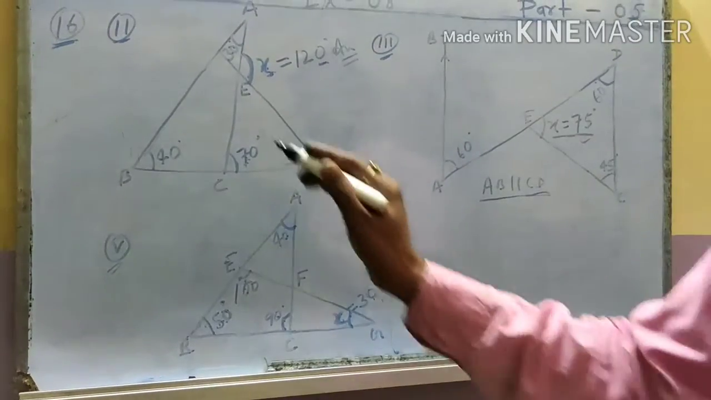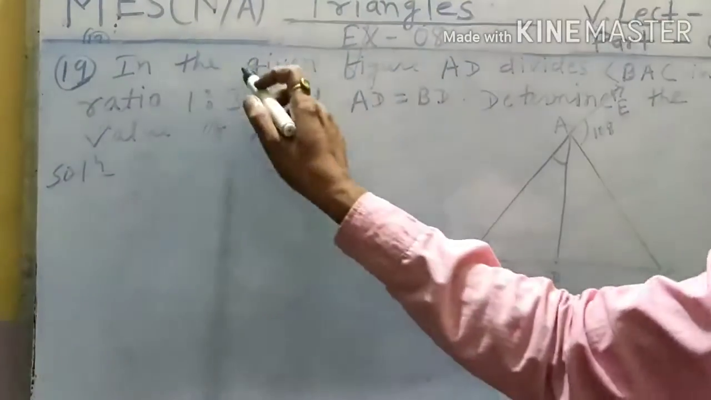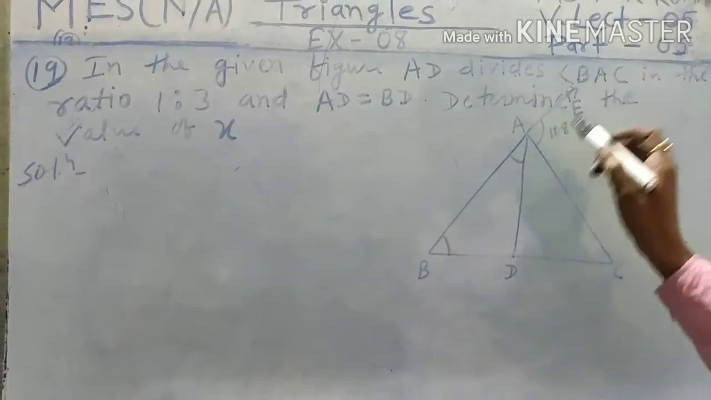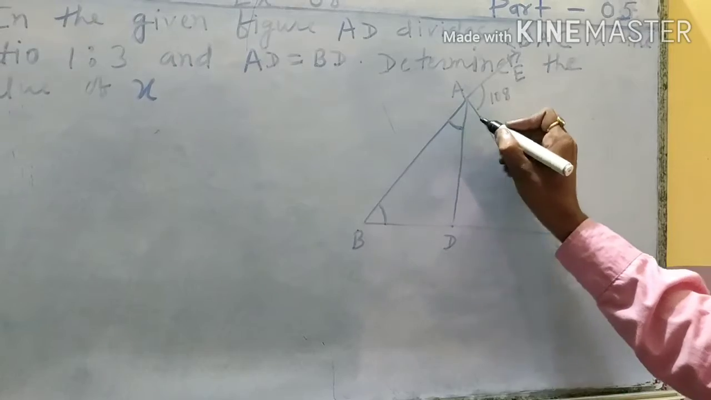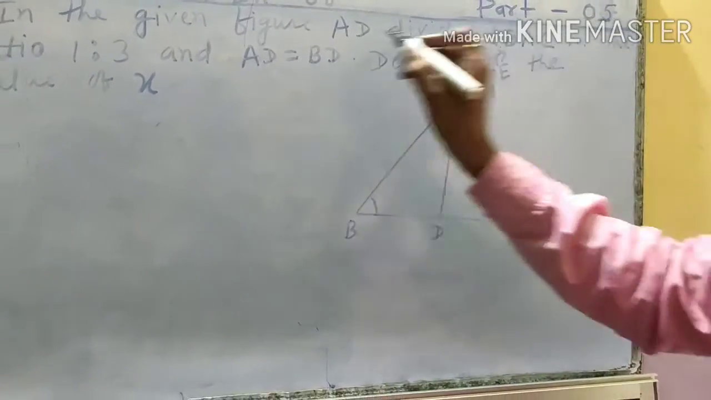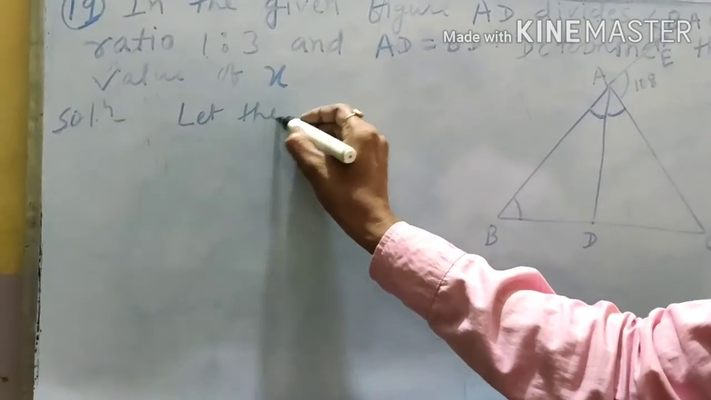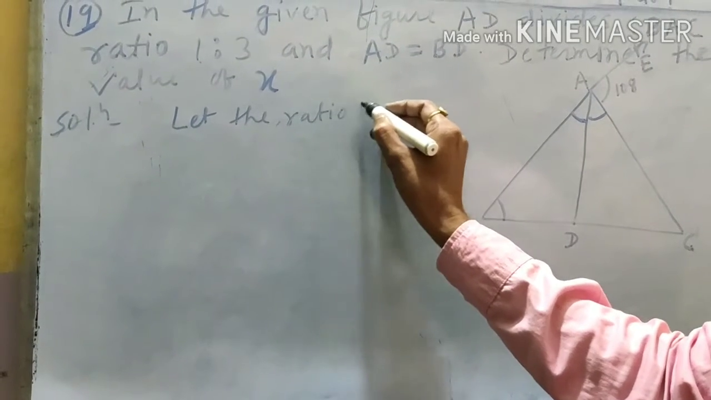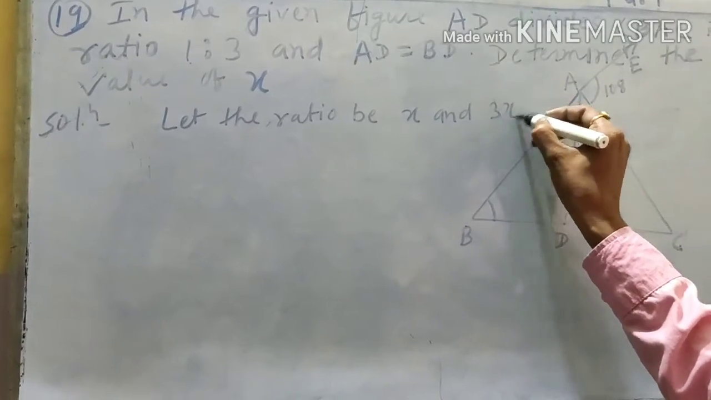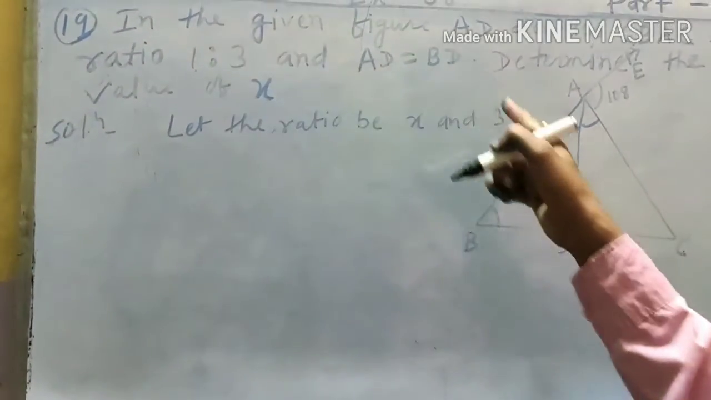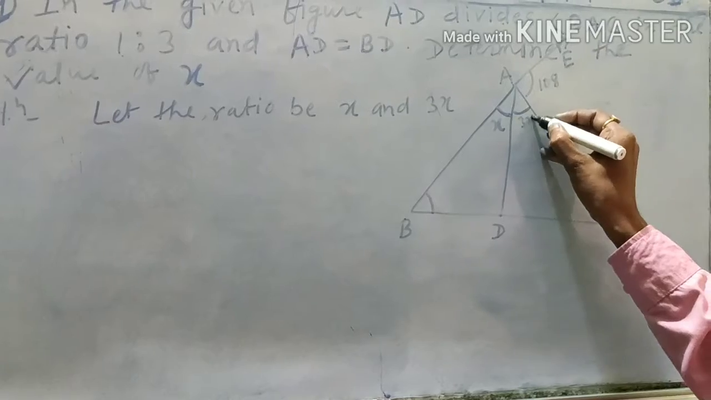Okay student, the next question is question number 19. In the given figure, AD divides angle BAC. That means this line divides this angle and this angle in the ratio 1:3. Here, student, let the ratio be x and 3x, because 1 times x means x and 3 into x is equal to 3x. Let the ratio be x and 3x.